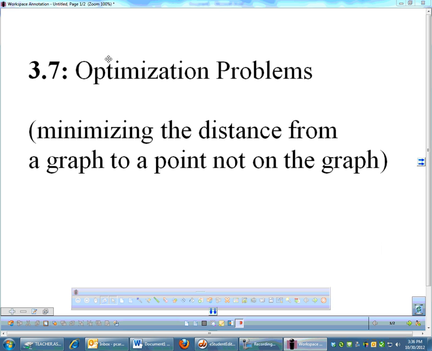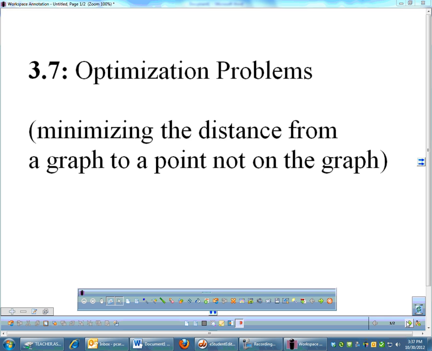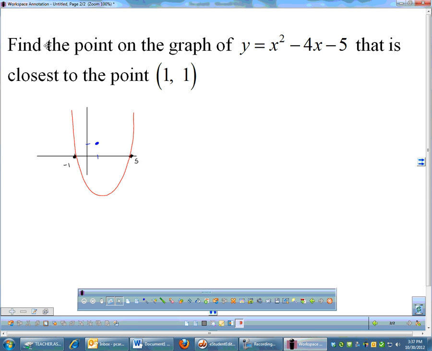All right, another type of optimization problem we're going to do that kind of gives people fits is minimizing the distance from a graph to a point that is not on the graph. So these are probably going to be calculator problems. What we're going to do right now is a calculator problem. But what we're looking at is something like this, where I'll give you an equation, and I will ask you to find the point on that graph that is closest to the point, in this case, (1, 1).